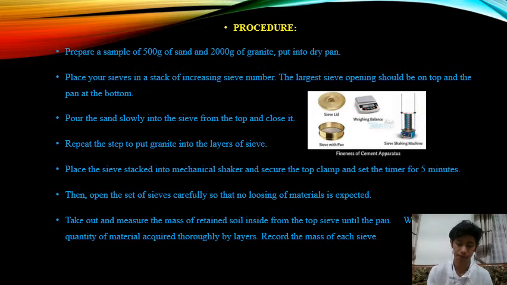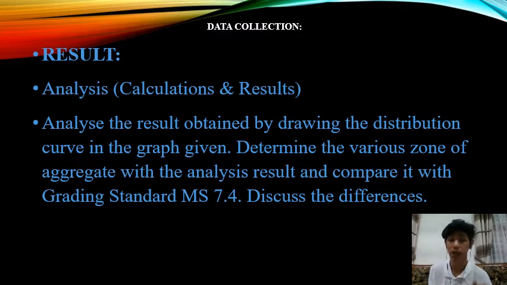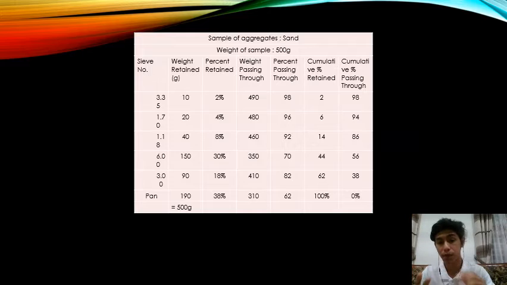Next, data collection. The result is analysis, conclusion and result. Analysis: the result is obtained by drawing the distribution curve in the graph given to determine the variation of aggregate with the analysis result. Compare it with grading standard MS 7.4. Discuss the difference. Next, there is the sample of table.